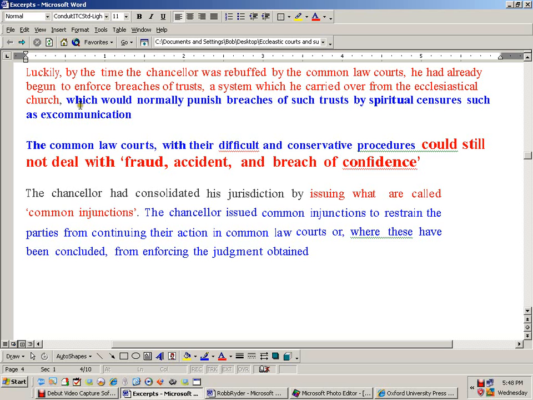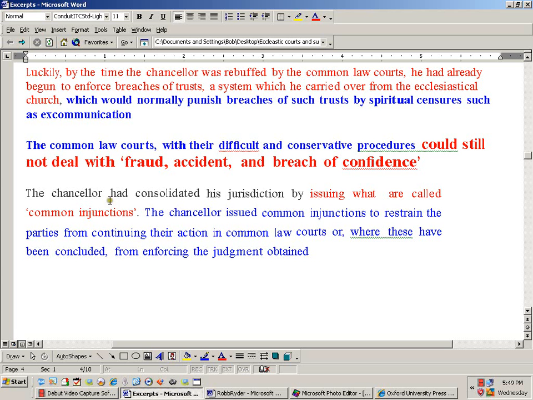Right? The Catholics burned heretics and the Protestants burned witches. I wonder who the witches were. The common law courts, with their difficult and conservative procedures, could still not deal with fraud, accident, and breaches of confidence, right? Common law can't deal with fraud. Don't ask me why. They're telling you, though. And a breach of confidence, a breach of trust, a breach of faith. You need to go to a court of equity.